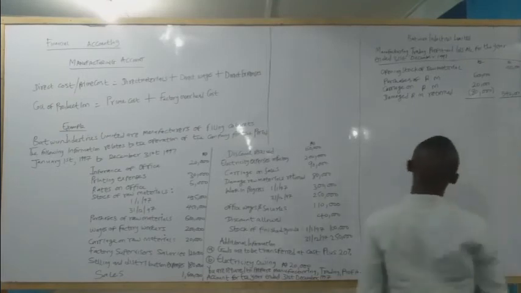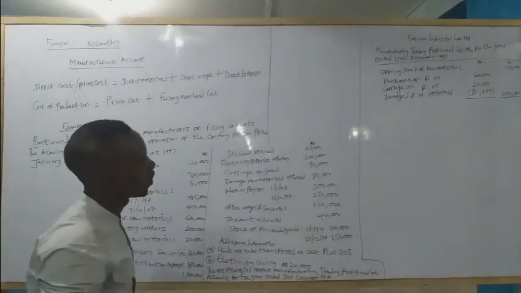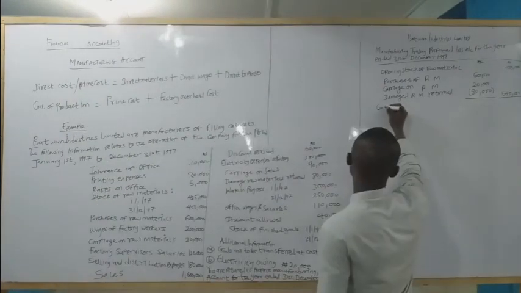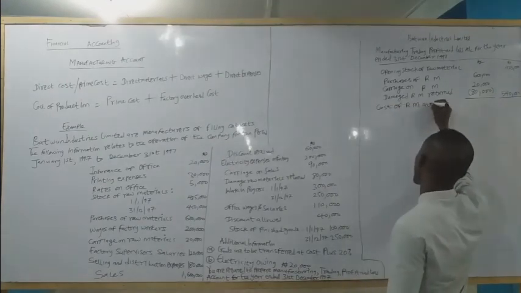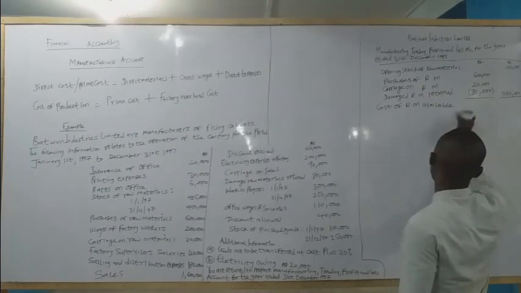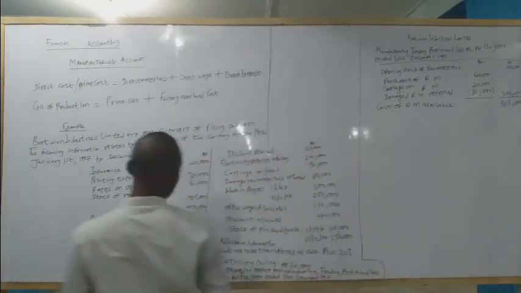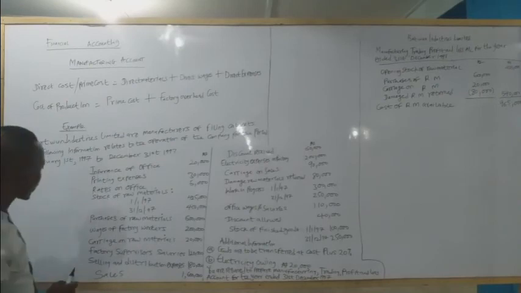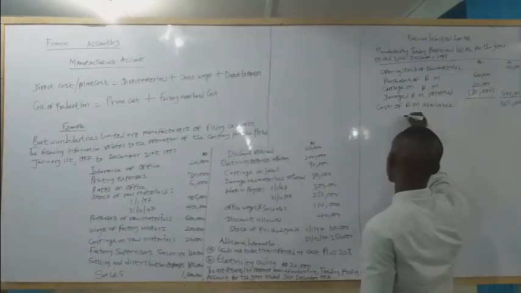So the total here now will have what? Cost of raw materials available. When by the time we add the total, we then get what? 965,000. Cost of raw materials available. Then next, we deduct our what? Closing stock of raw material. You have a closing stock of raw material of what? 450,000.